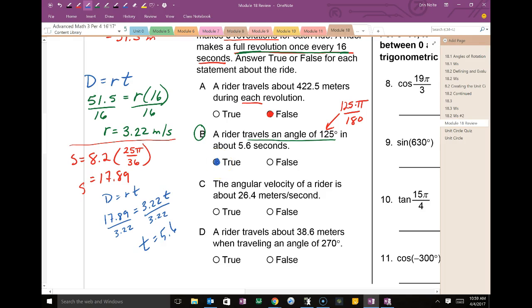So I'm going to call that one true. That one is a true statement. 5.6. Agreed. 5.6.